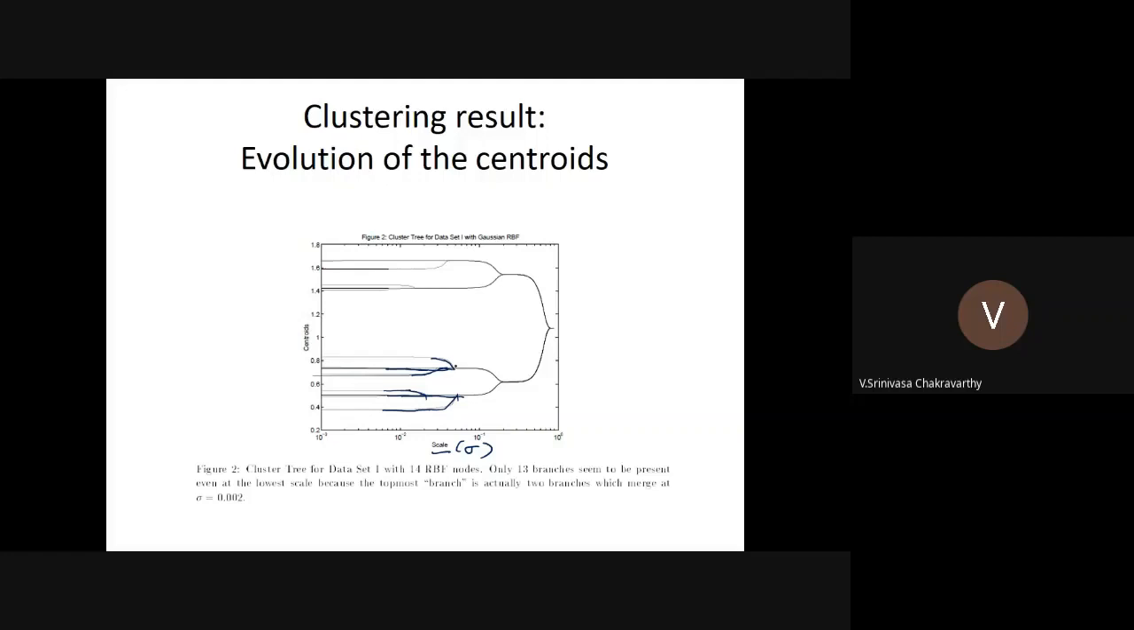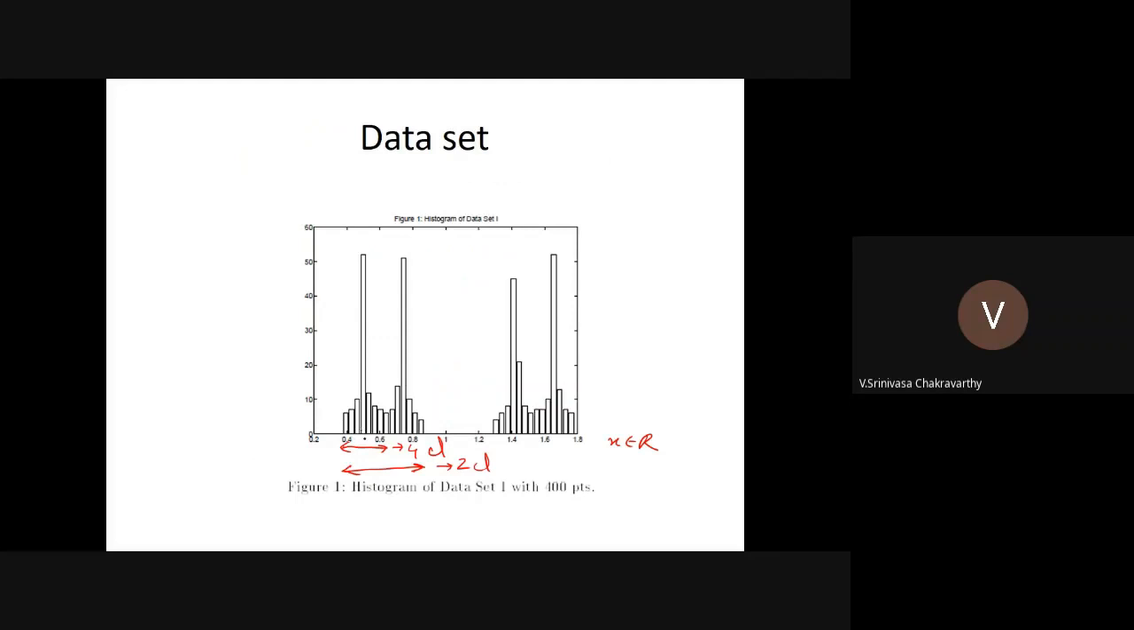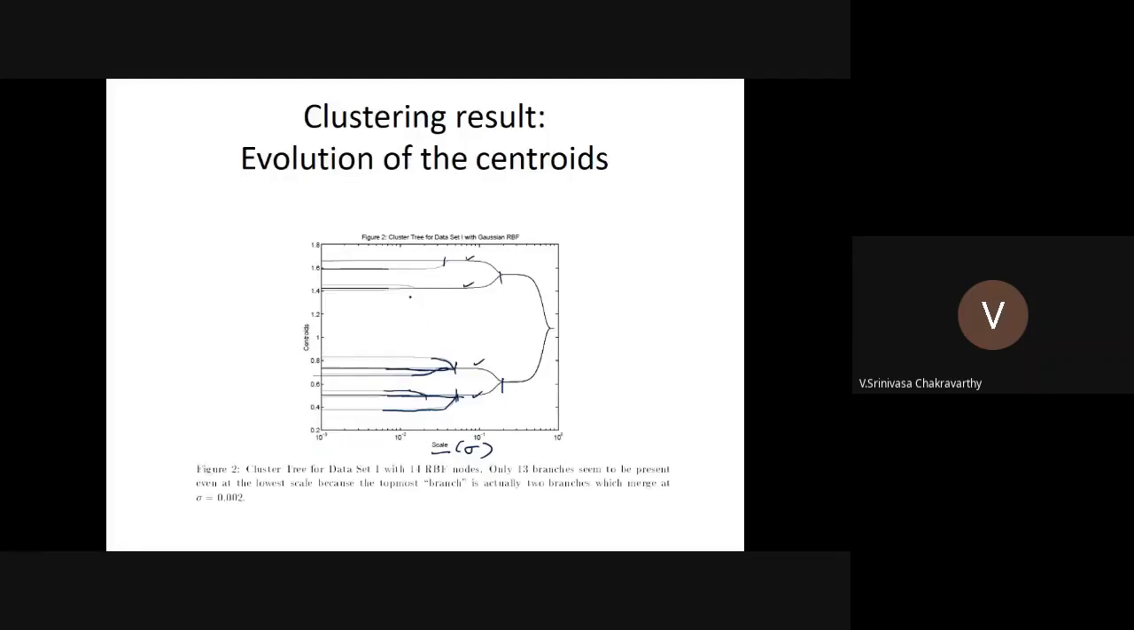And for sigma roughly in this range, from here to here, you see that there are 4 clusters, 1, 2, 3, 4. These are the 4 clusters that correspond to these 4 clusters at 0.5, 0.7, 1.4 and 1.7, something like that. So roughly you see those 4 clusters.